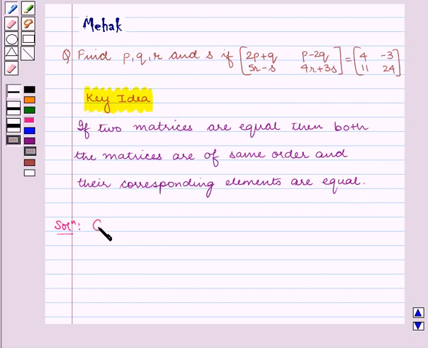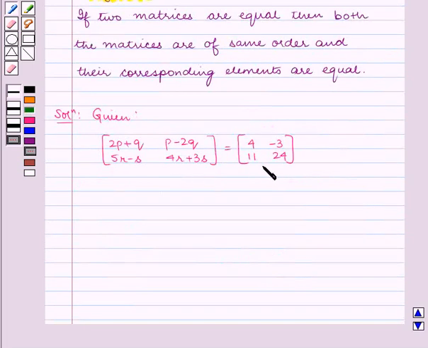We are given that the matrix containing elements 2P plus Q, 5R minus S, P minus 2Q, 4R plus 3S is equal to the matrix containing elements 4, 11, minus 3, 24. As the two matrices are equal, therefore their corresponding elements must also be equal.